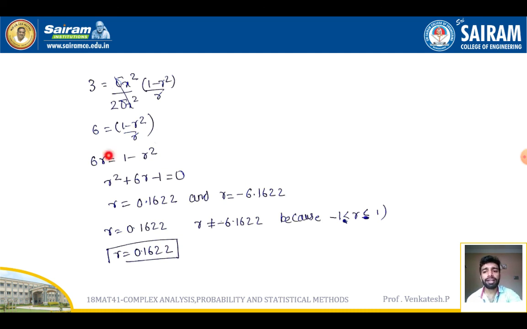I'll be getting 6r is equal to 1 minus r square, or r square plus 6r minus 1 is equal to 0. So on solving this equation, I'll be getting r is equal to 0.1622 and r is equal to minus 6.1622. Since the range of r lies between minus 1 and plus 1, we can't consider this value as a value of r. So I will be taking only r is equal to 0.1622. So the correlation coefficient value r is equal to, we got it 0.1622 here.